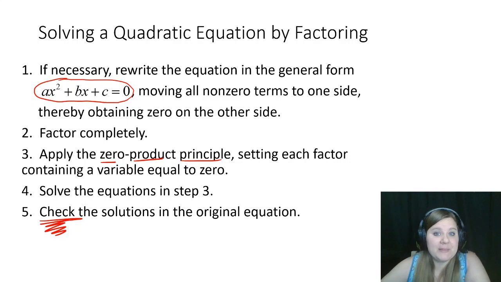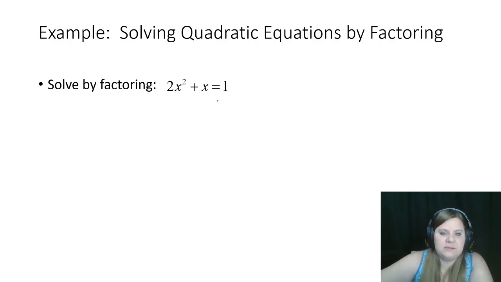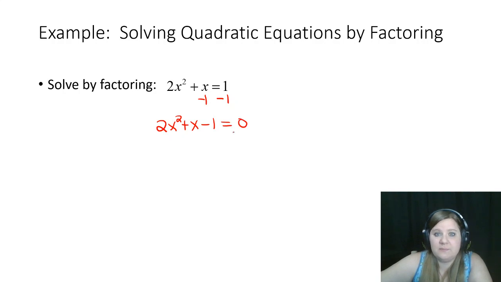Okay. Now, let's take a look at this one. First of all, we'll notice that it doesn't equal 0, so we need to make it equal to 0. So I start by figuring out, what do I want to move? Well, I'm going to move the 1 because then I only have to move one thing. Okay, so I subtract 1 on both sides. That gives me 2x squared plus x minus 1 equals 0. Now I need to factor it.